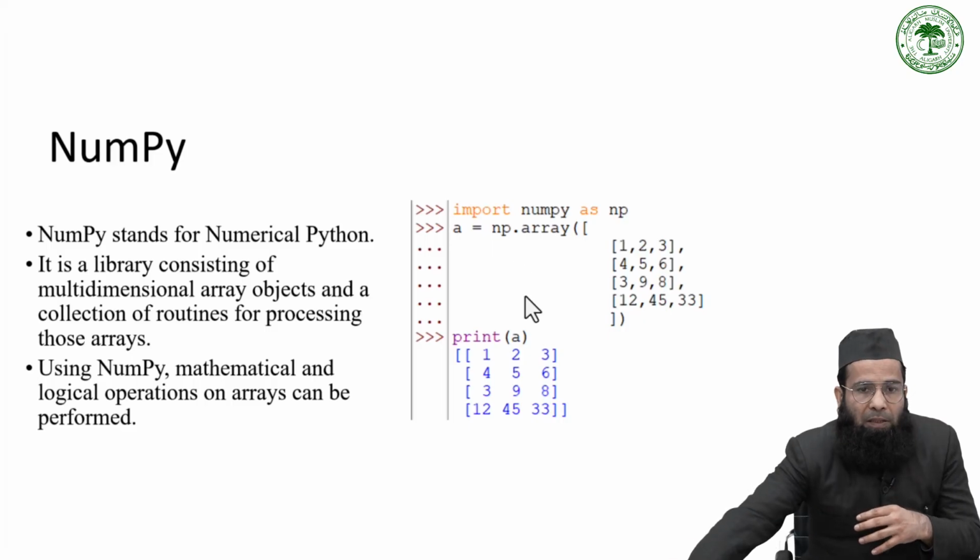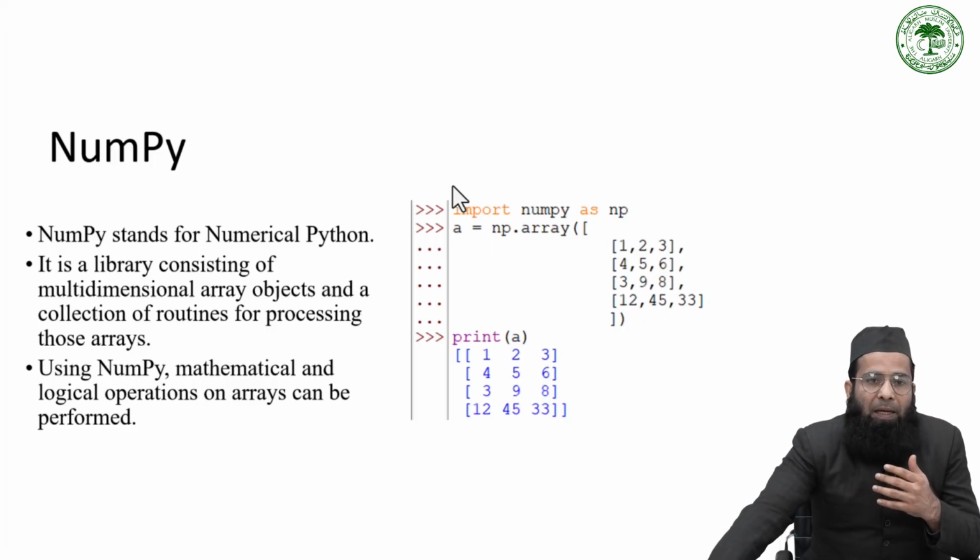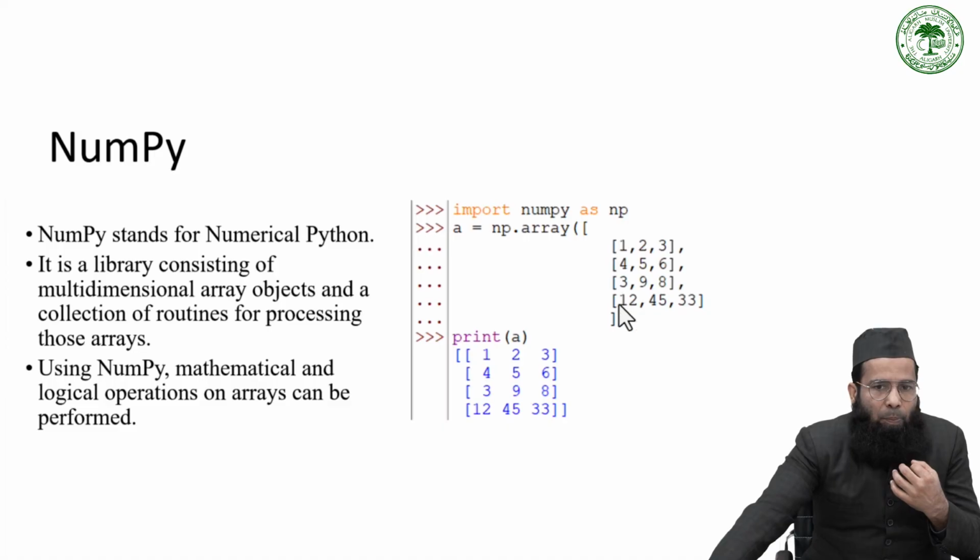So here you can see, to use NumPy array, I need to import it first, and then I am creating a variable of NumPy array, and here I am populating the whole data, and once you print it, you will get this NumPy array.